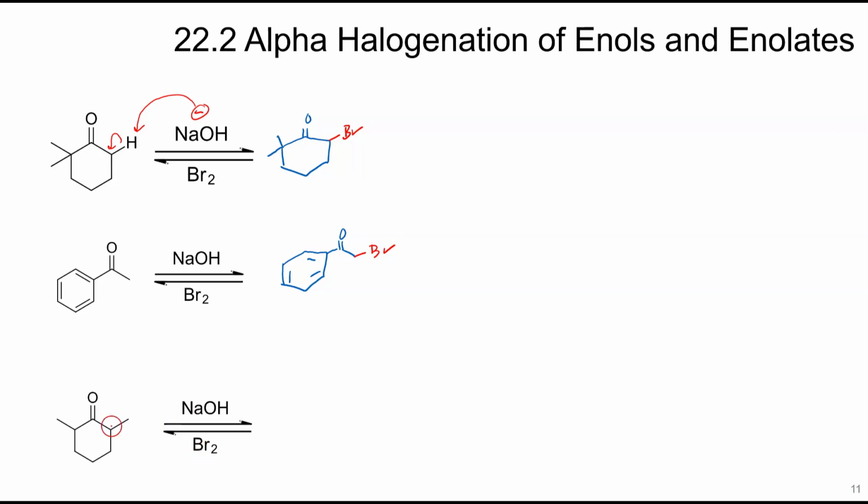If you do it where there's multiple types of alpha protons, this is very messy. So halogenation is best under acidic conditions. Basic conditions is okay, but it's not preferred.